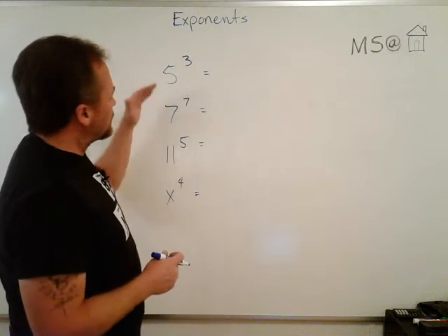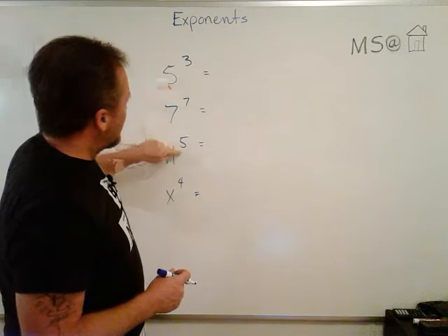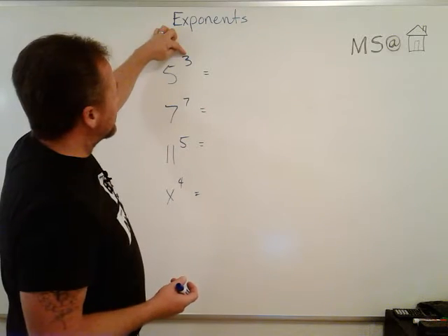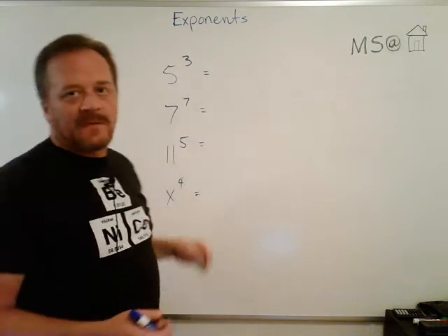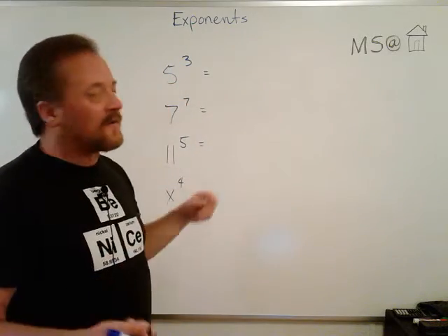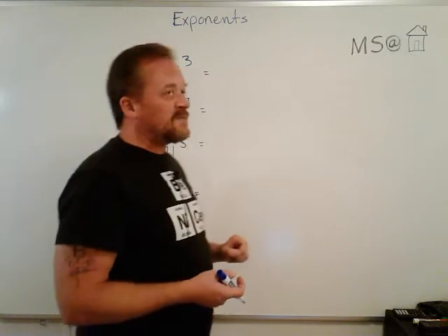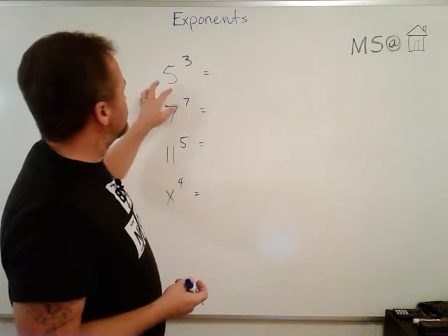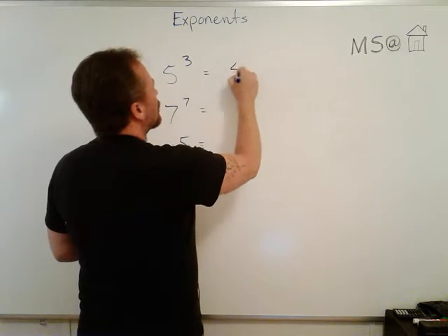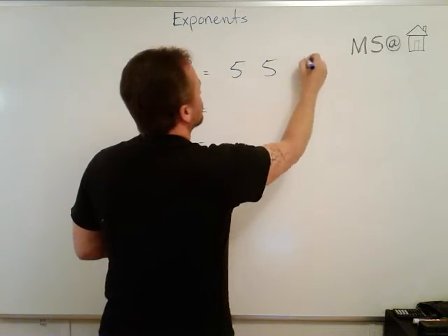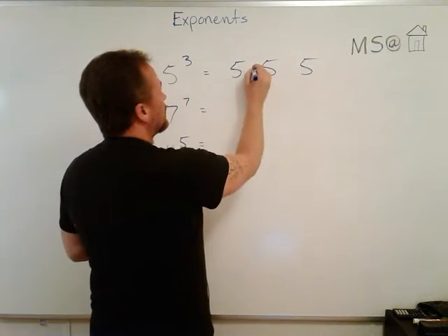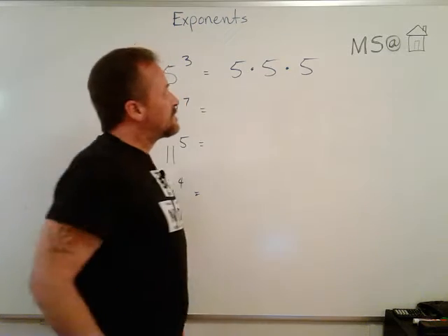Basically, I just want to make sure that we're solid on what this number is telling us to do with this number. What is the power telling us to do with the base? Okay, here we go. Here I have a base of 5. I have a power of 3. So how many times am I going to list this base? 3, right? 1, 2, 3. This is repeated multiplication, so in between each one of these goes a multiplication sign.